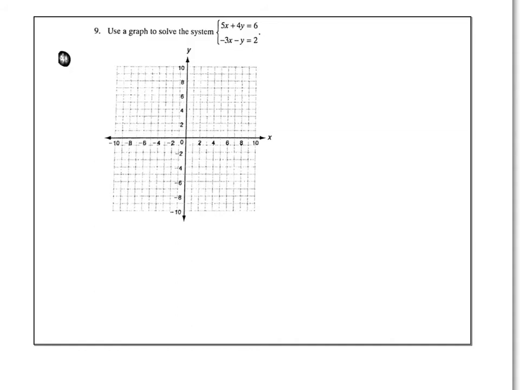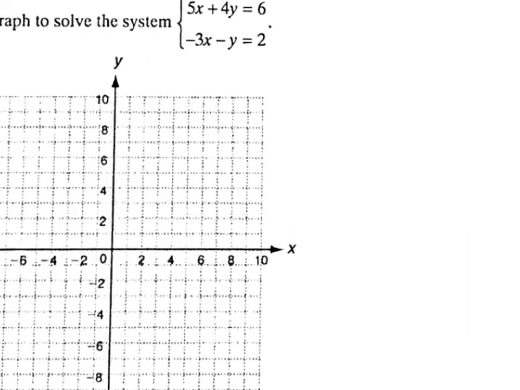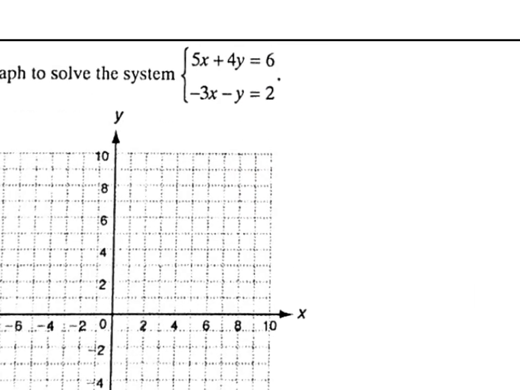Number 9 asks us to graph this. So not only do we need to make sure we get the graph correct, but the answer on the graph as well. So I look at each equation. It is not in slope-intercept form, so we're going to have to turn it into slope-intercept form. So I'm going to start with the first one.